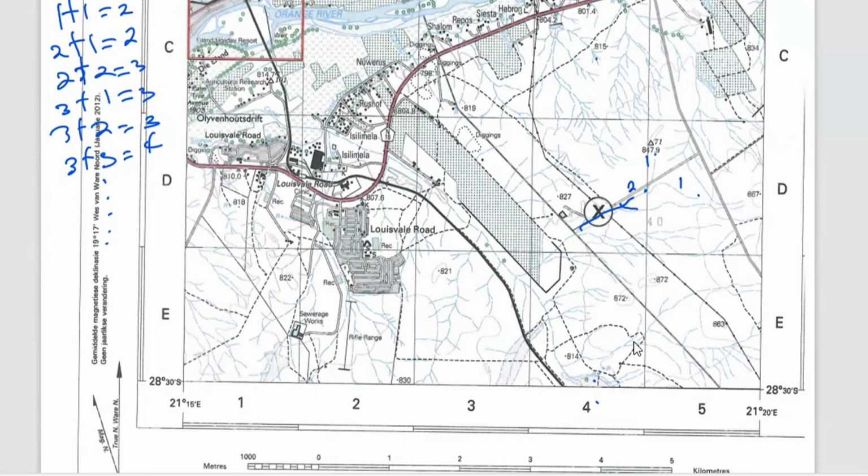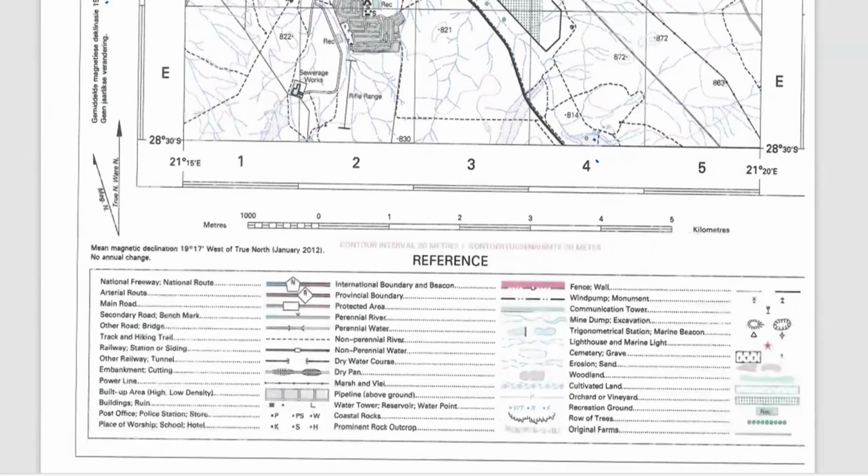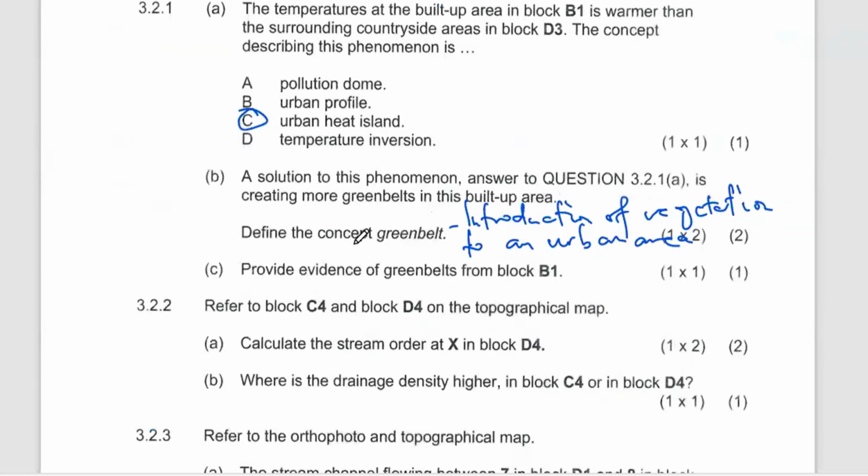If we trace this one again, you find that this one is starting here, and this one is also starting here, which means this is number 1, this is number 1. Number 1 plus number 1 at this confluence here gives us stream number 2. So this confluence here, before we get to X, is a confluence of 2 plus 2, which is stream number 3. So the order at X is a third order, made up of 2 plus 2 to give us 3. Right, we move on to the next question.